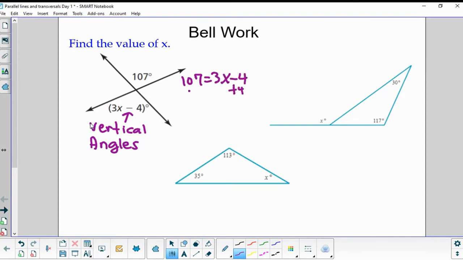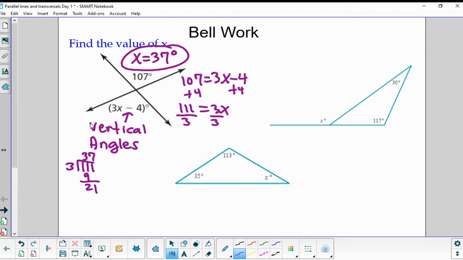So if we set them equal to each other and solve for x, we end up with 107 plus 4, which is 111, and that equals 3x. And when you divide by 3, you can use your calculator, or if you don't have your calculator handy and you're not quite sure what that is, you can go ahead and do it the long method. So 111 divided by 3, and that goes in there 37 times. So x equals 37 degrees.